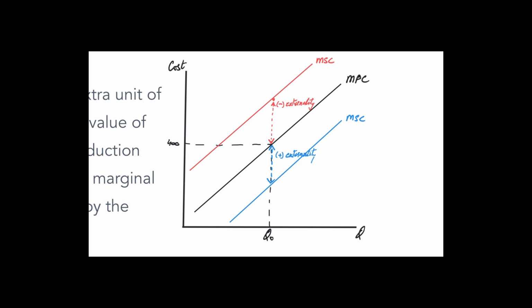But in short, what you need to know is that your social cost can be higher or it can be lower. If the social cost goes up, that means negative externality in production is involved. If your social cost falls down, that means there is some sort of positive externality involved in this process. All right.